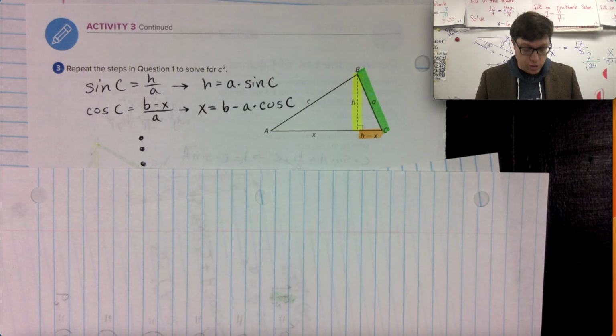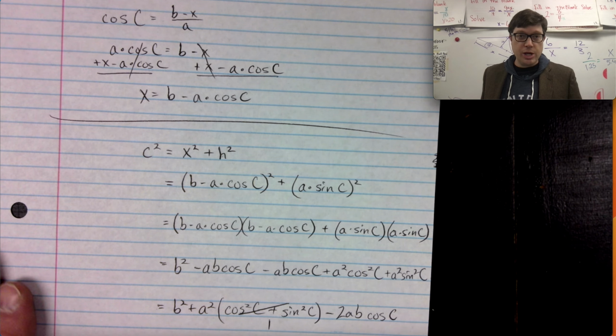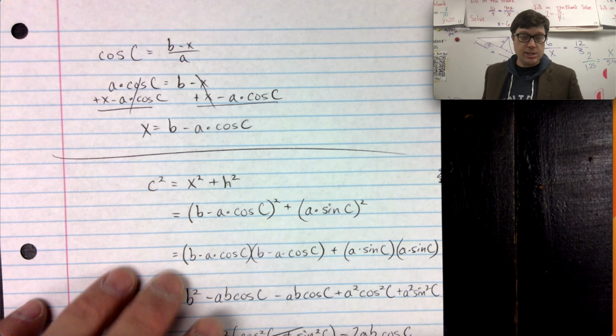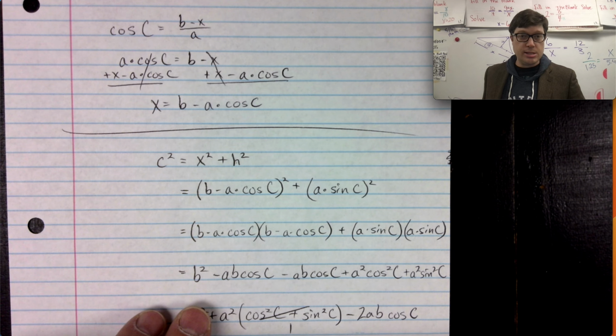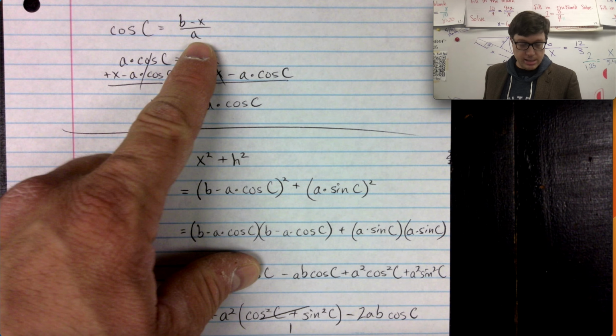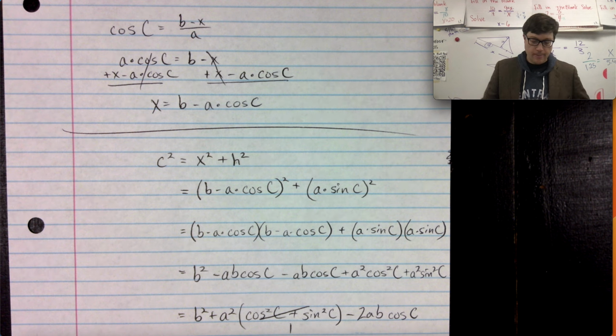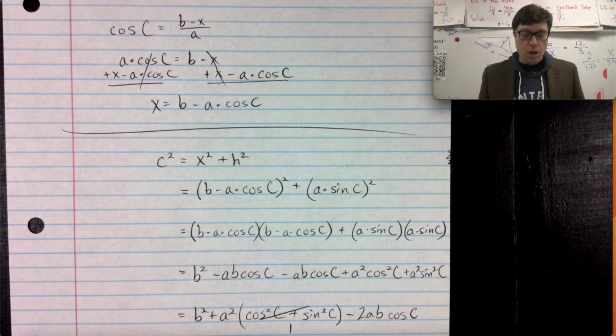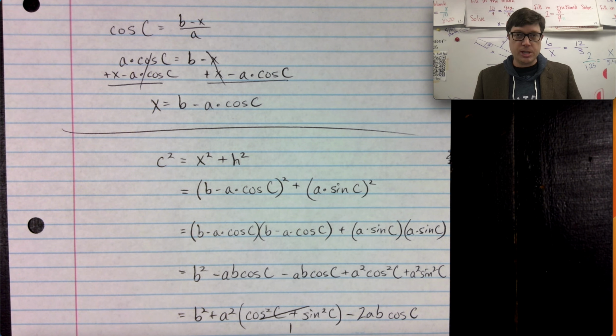Maybe you're back and you're resuming. So this is everything that I wrote for the notes. I started with cosine C equals b minus x over a. And I proceeded to go all the way down to the law of cosines.